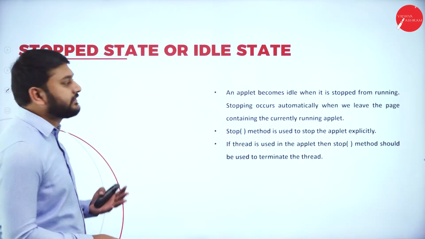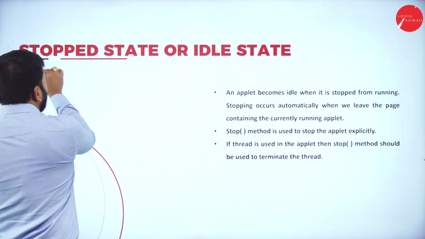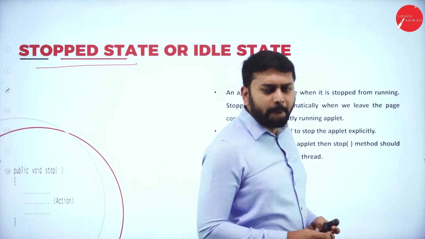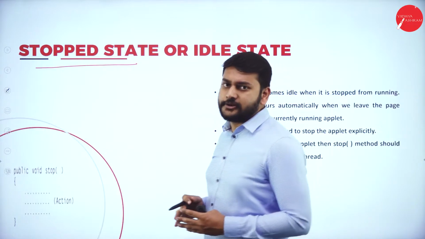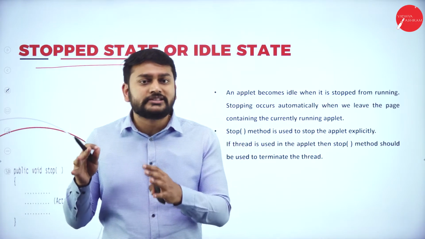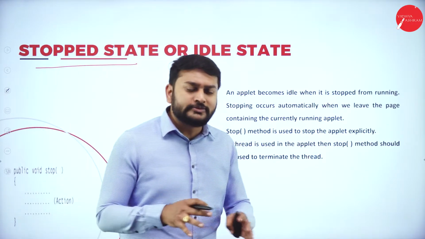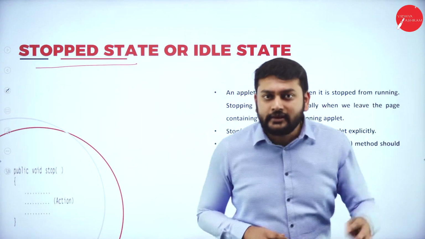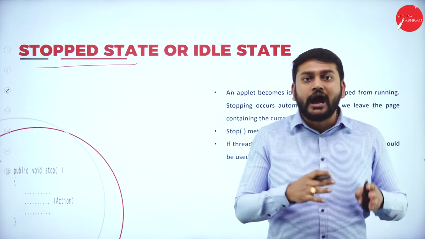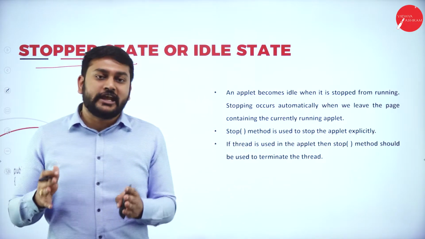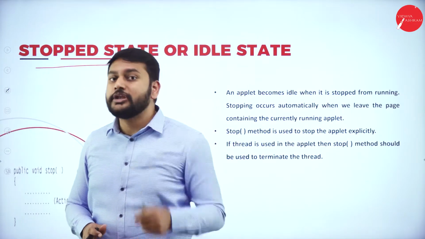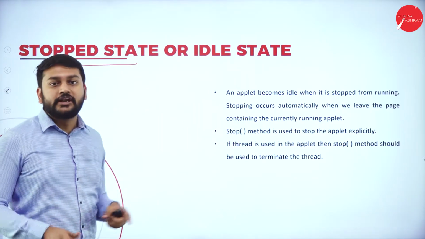Moving forward to the next state. So what is the next state that I have? So stop state or idle state. Sir, what exactly is this stopped or idle state? Currently, my applet will be in the running state. So my applet is getting executed. It is consuming the time of the processor to get the execution done. But please remember, I'm forcefully asking the applet to go to the stop state. I'm asking the applet to stop its execution. So that's what you need to understand with respect to the stop state or idle state.